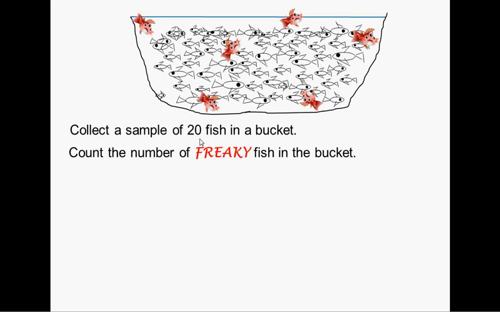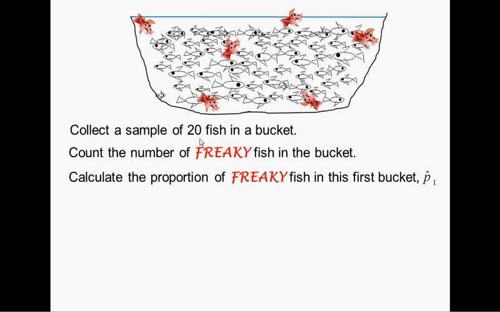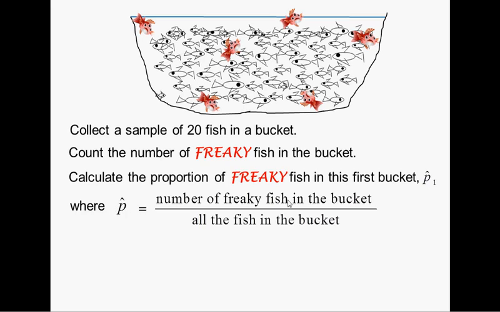We could then count the number of freaky fish in that bucket, and from that we can now calculate the proportion of freaky fish in the bucket. This first bucket that we caught with 20 fish in it, I'll denote p hat 1, for the proportion for the sample and 1 being the first bucket. The way we'd calculate p hat is simply the number of freaky fish we observe in the bucket divided by all the fish in the bucket. So if we had 6 freaky fish over 20 in the bucket, 6 over 20 would be 30%. So the proportion of freaky fish would be 30% or 0.3. In other words, p hat is simply a fraction.